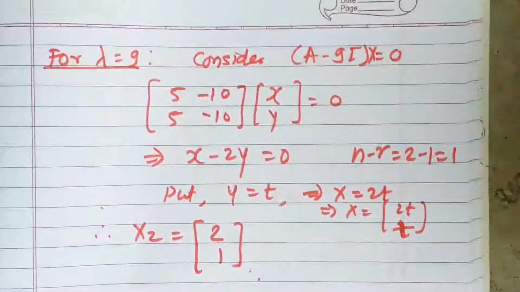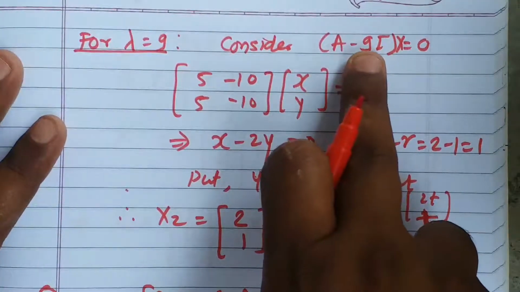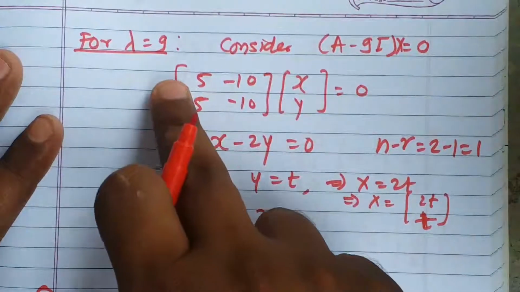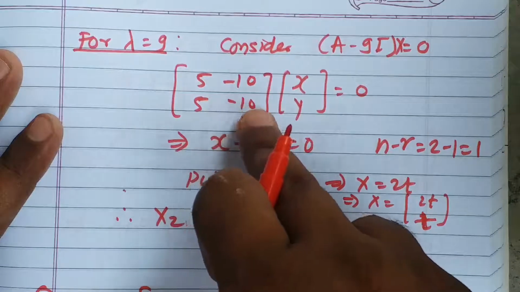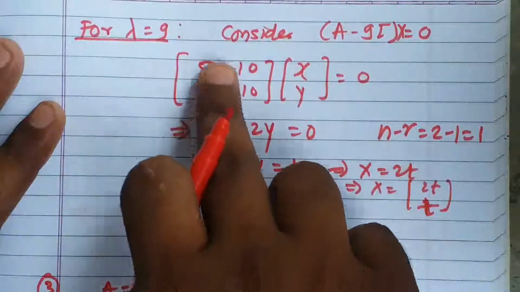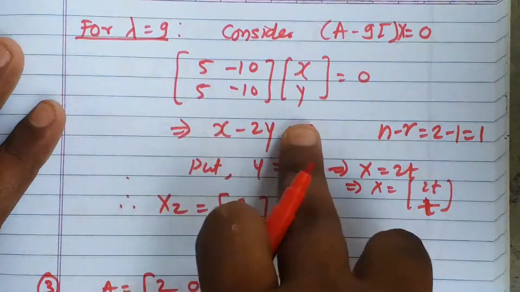For lambda equal to 9, in place of lambda we have substituted 9, so 9i. From the diagonal we will subtract 9. After subtracting from 4 we'll get 5, and after subtracting from minus 1 minus 9, we'll get minus 10. Now if you see again, these two rows are similar, so they will give us a similar equation.